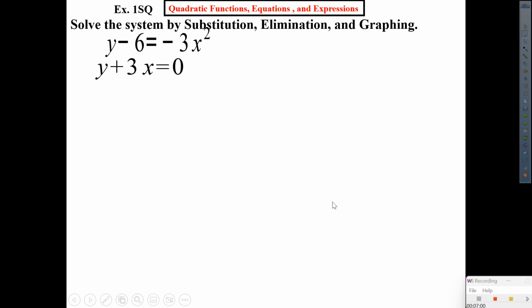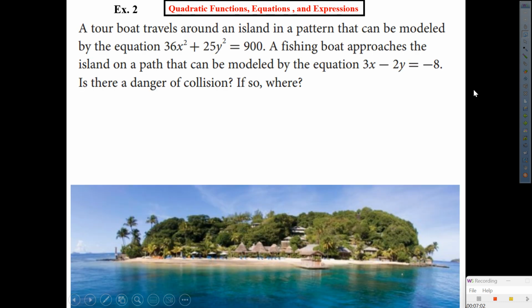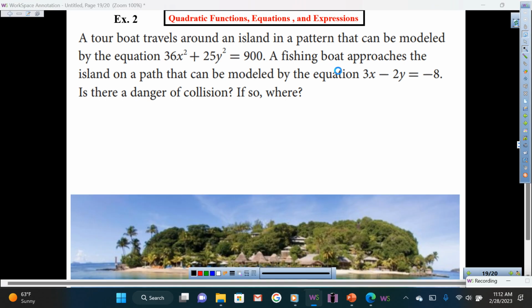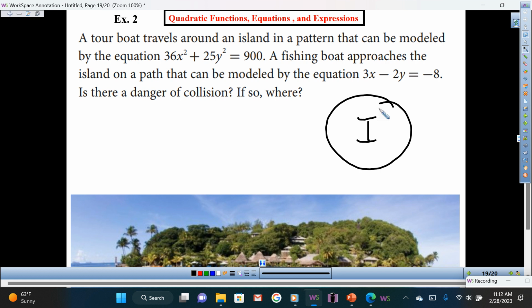And if we were to apply it to a word problem, it would look something like this. Look up really quick. This word problem says a tour boat travels around an island. So imagine there's an island, and the tour boat is going around. Which equation do you think would be for the pattern of going around the island? Tell your neighbor, which equation would it be? Frida, which equation? Jessica?